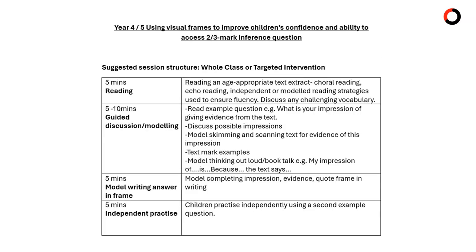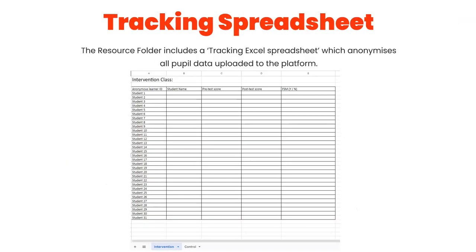You will also find a suggested lesson structure, whole class or targeted intervention, which is 5 minutes reading, 5 to 10 minutes guided discussion modelling, 5-minute model writing answer in a frame, and then independent practice. You'll also find in the resource folder a tracking spreadsheet, which allows you to link anonymized student ID to learners in your class.